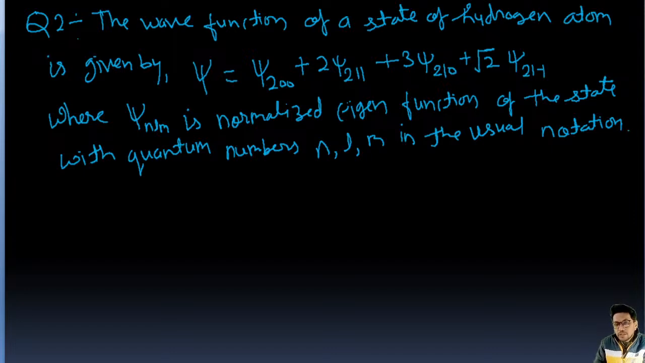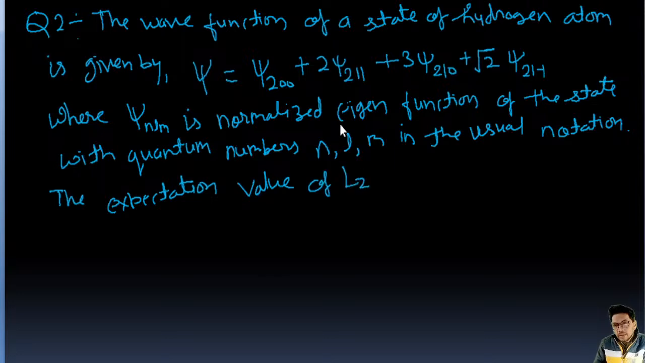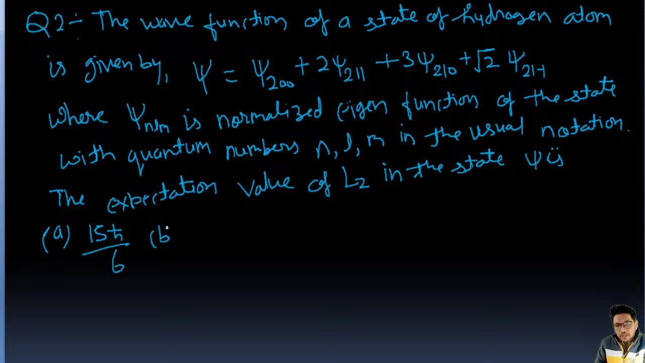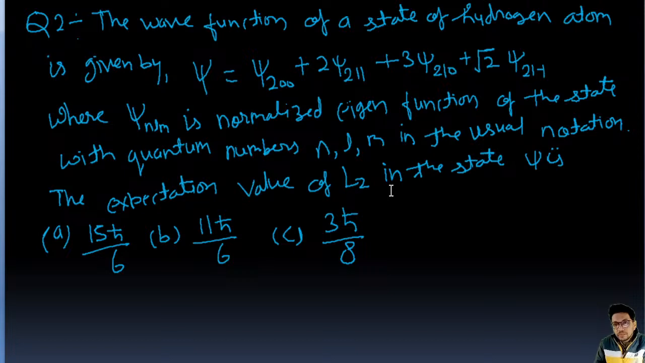The expectation value of Lz in state psi is: option A, 15 h cut upon 6; option B, 11 h cut upon 6; option C, 3 h cut upon 8; and option D, h cut upon 8.